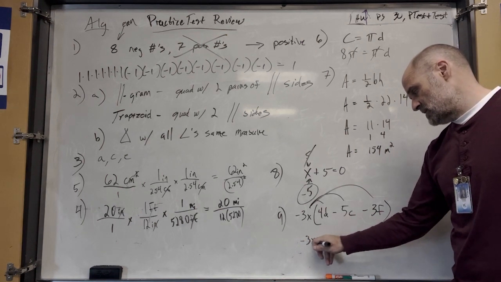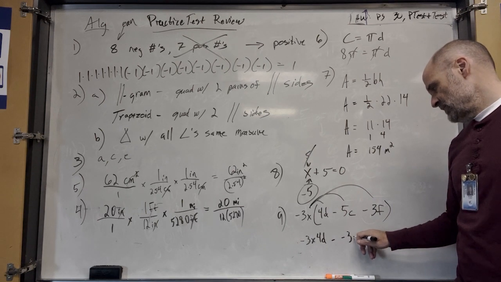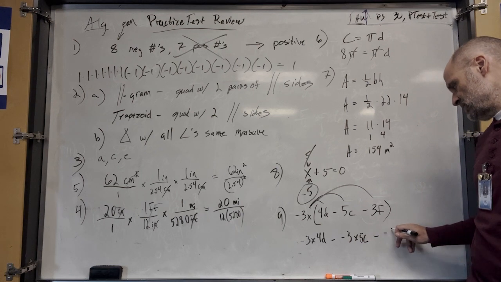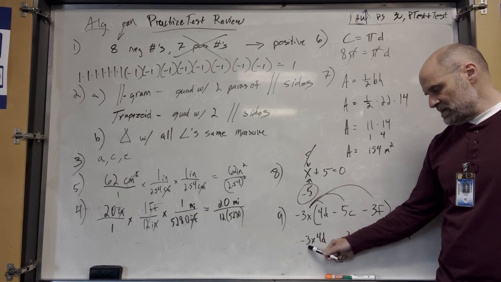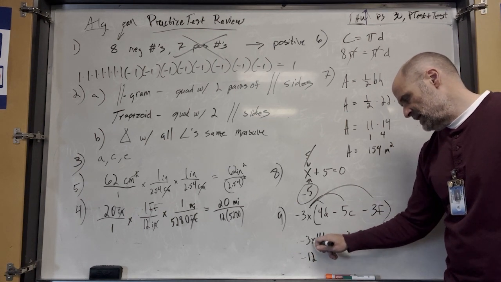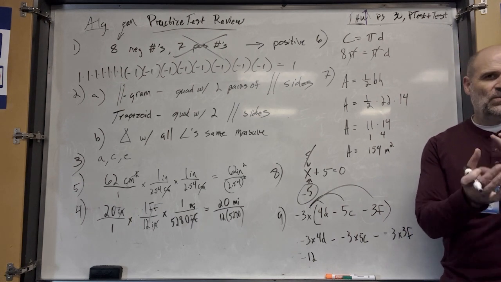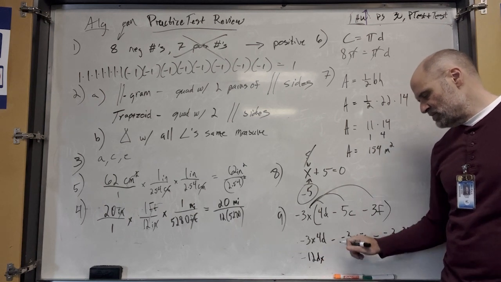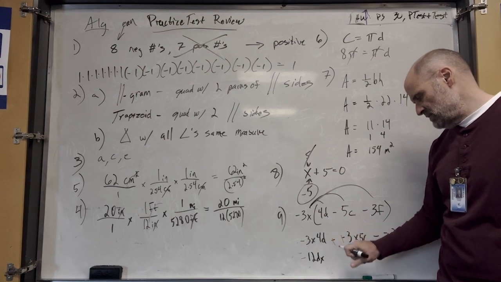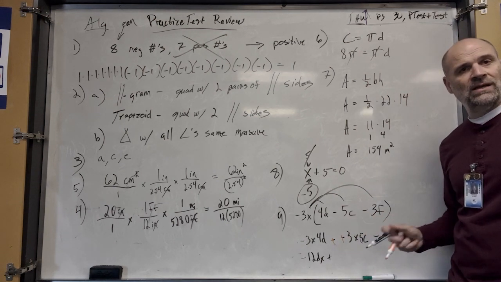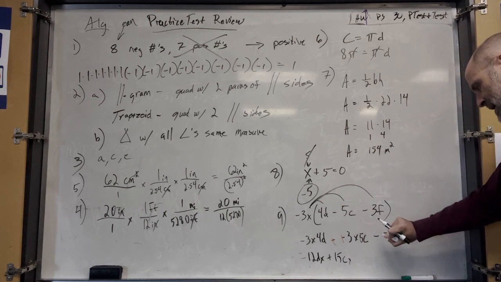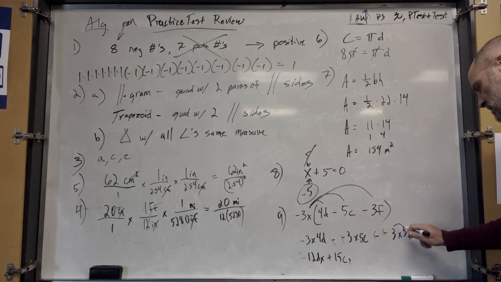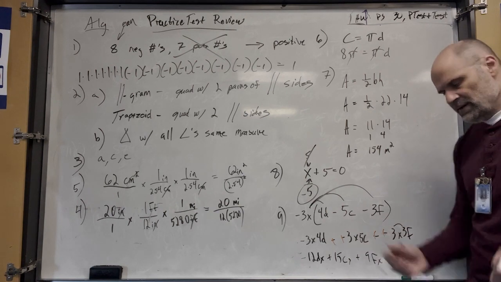So do this: negative 3x 4d minus negative 3x 5c minus negative 3x 3f. Okay, see what I did? I just squished it all together, but now I can multiply all this. What's 3 times 4? 12. So negative 12, and then x times d. Since it doesn't matter what order, let's put in alphabetical order. And what's minus negative? Plus. So this is plus. Then multiply the 3 and the 5 together, 15, and then the x and the c, let's make it cx. What's 3 times 3? 9. So that's 9fx, and you're done.